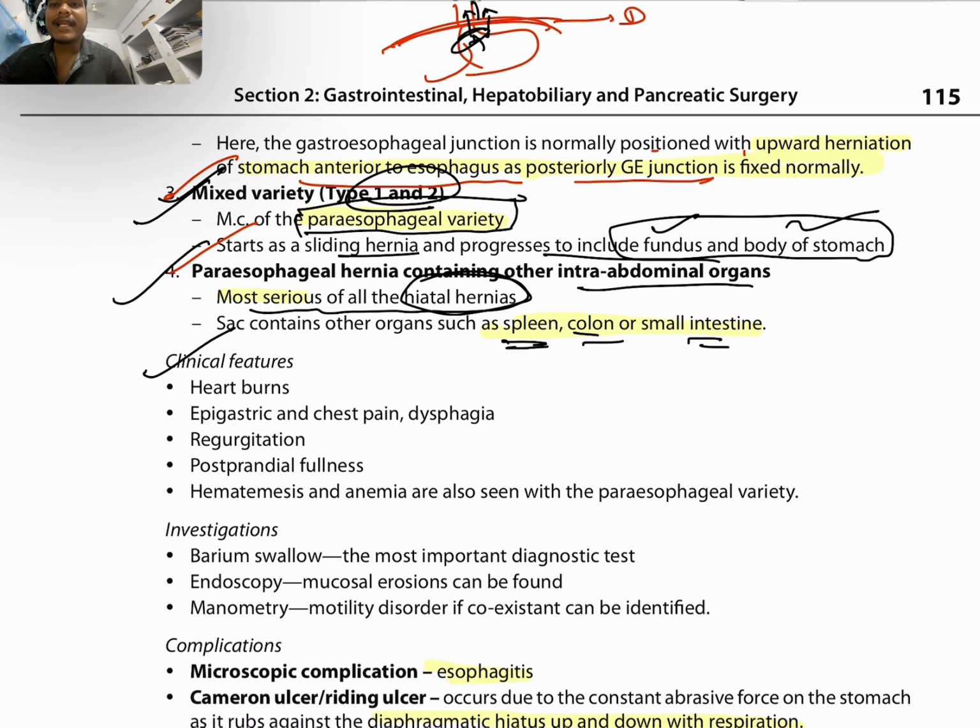So what are the clinical features that will be present? If the stomach is pulled upward, then symptoms like heartburn will occur, as secretion of the gastric juice will be impaired, causing heartburn, or epigastric or chest pain. Dysphagia may also occur, regurgitation or postprandial fullness will occur, and hematemesis as well as anemia will also be seen in the paraesophageal variety. These are the symptoms that are directly caused in the case of an acquired hernia.